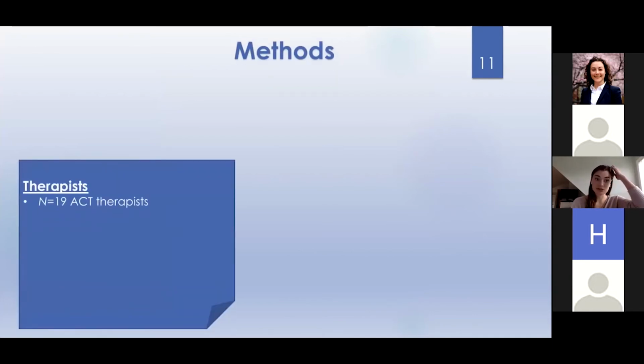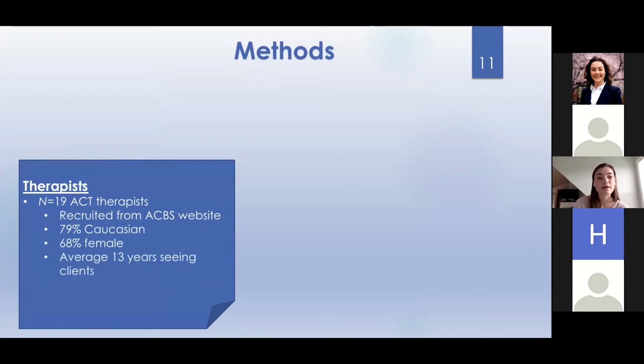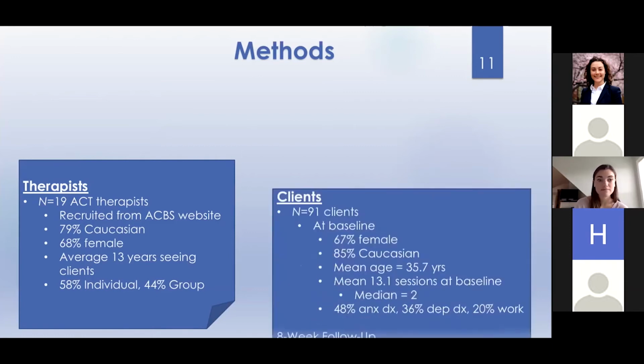So to go deeper into what the therapists look like, we had 19 therapists in our study, all recruited from the Association for Contextual Behavioral Science website. They're mostly white, mostly female, with an average of 13 years seeing clients. The majority did individual therapy, but also 44% did group therapy.